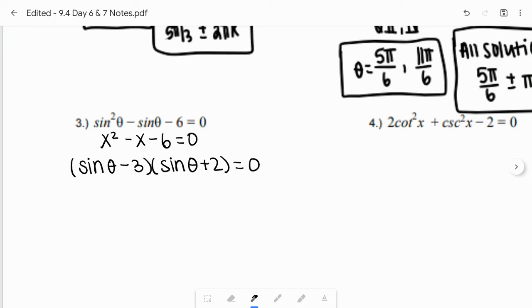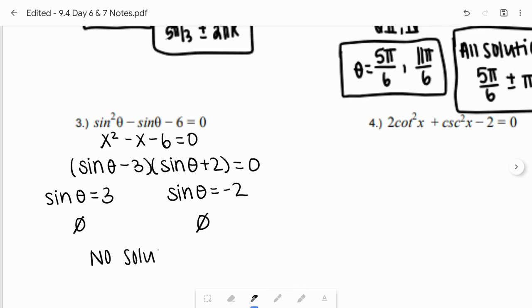Now let's set both equal to 0. So sine theta is equal to 3, and sine theta is equal to negative 2. Okay, well, sine of theta never equals 3, so that would be no solution. And sine theta equals negative 2, that doesn't happen either. So this one is just no solution.